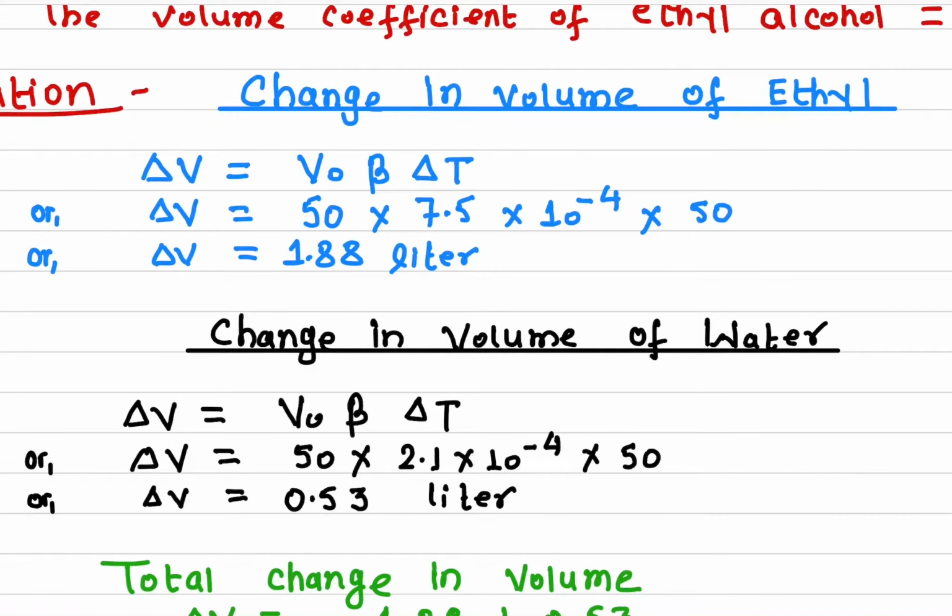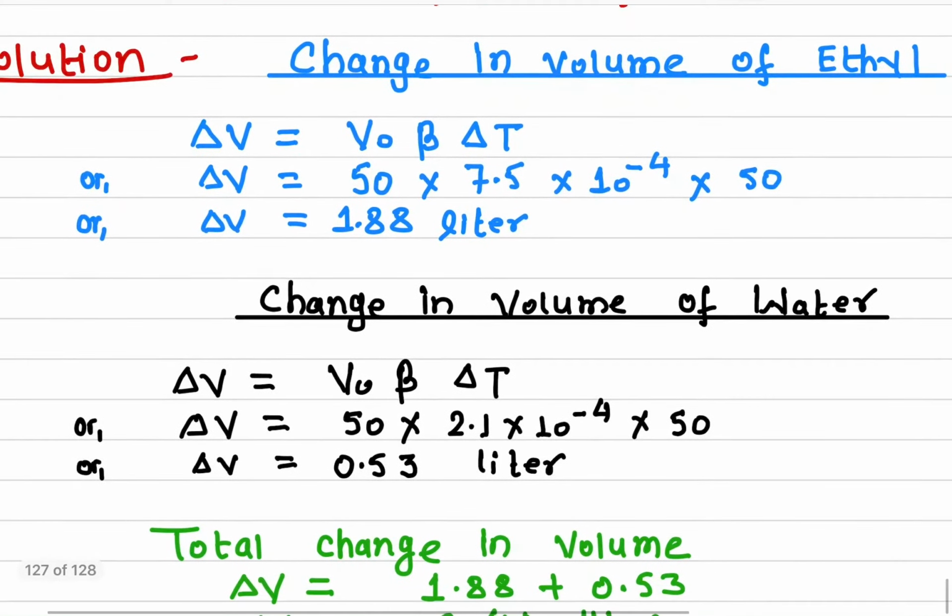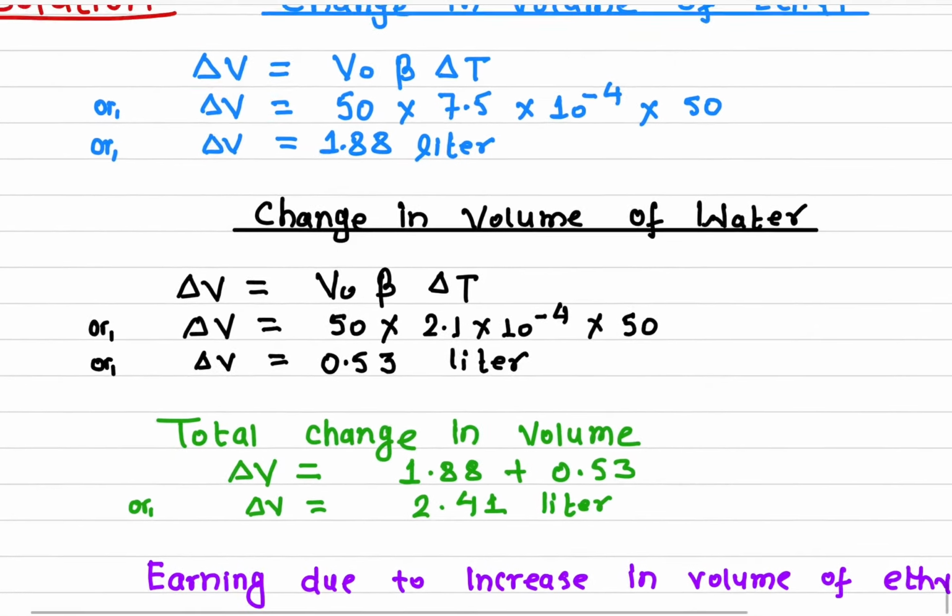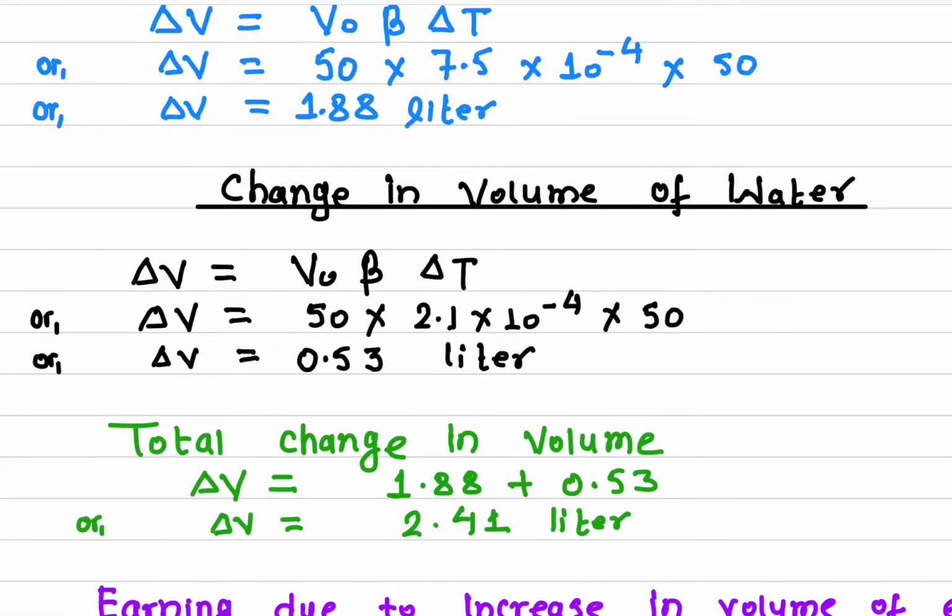And if I do the math, or if I just use a calculator to calculate the multiplication, what I get is 1.88 liter. Because we have measured V naught in liters, this is the amount, 1.88 liter. So what does that mean? That means the ethyl alcohol volume has increased by 1.88. The same calculation, exactly the same calculation, let's do it for the water.